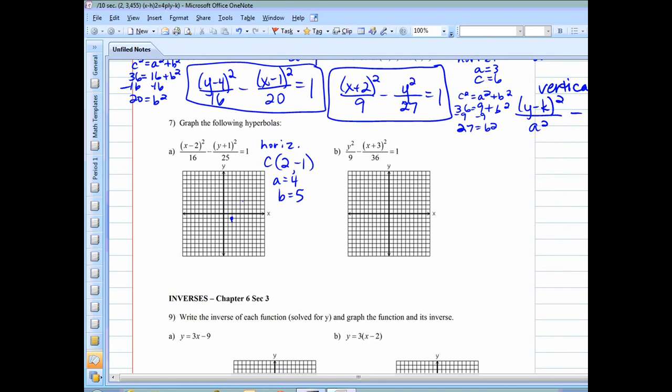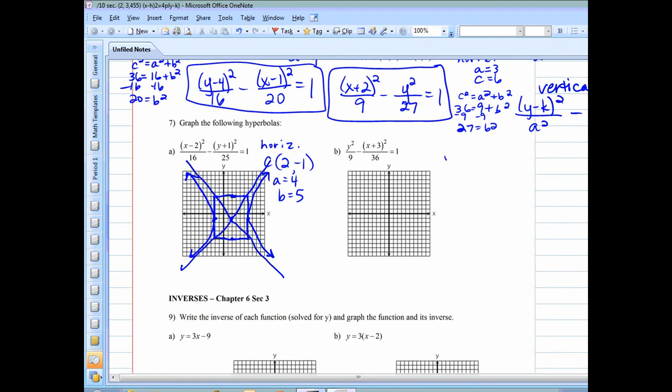2, -1 is our center. Because it's horizontal, we have to go horizontally the a amount and vertically the b amount. And that allows us to draw the rectangle for the hyperbola. Remember, the next thing we do is draw the asymptotes that go through the center and through the opposite corners of the rectangle. Because it's horizontal, it's going to go through the vertex and approach the asymptotes, opening left and right for the branches. And that's our hyperbola.